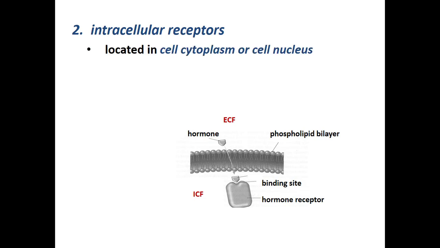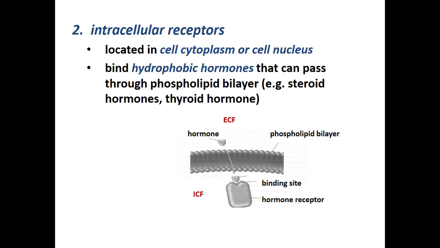So these receptors are located in the cell cytoplasm or the cell nucleus. And these hormones are typically hydrophobic. That is, they are hormones that can pass through the phospholipid bilayer. For example, the steroid hormones. Thyroid hormone is a bit of a tricky hormone. We'll be talking a little bit more about thyroid hormone. It's not a steroid hormone, but it does bind to an intracellular receptor.